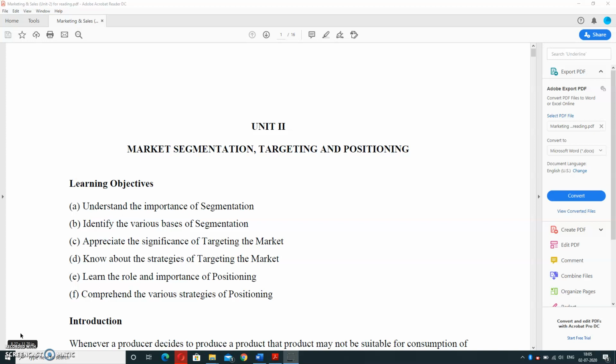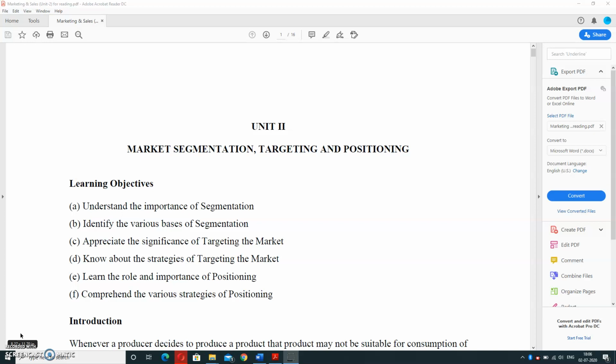You can know about the strategy of targeting the market, learn the role and importance of positioning, and comprehend the various strategies of positioning. So in unit two, market segmentation, targeting and positioning, these are three steps. Segmentation is the first step, targeting is the second step, and positioning is the third step. So all steps are interrelated.